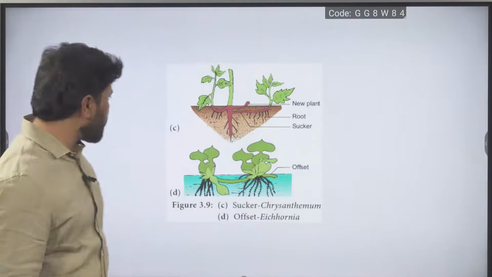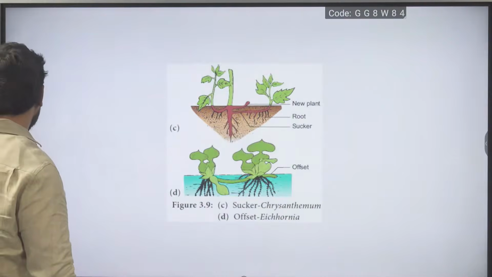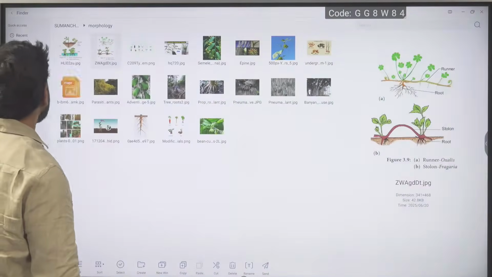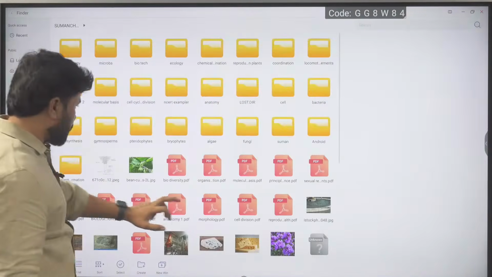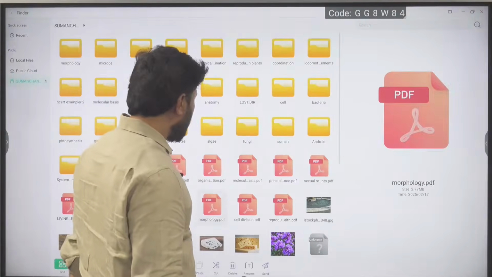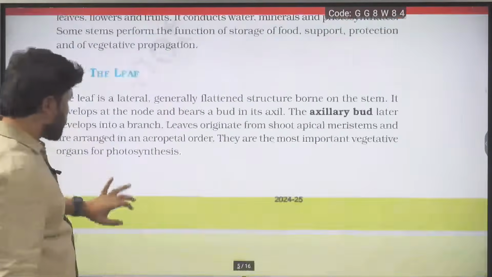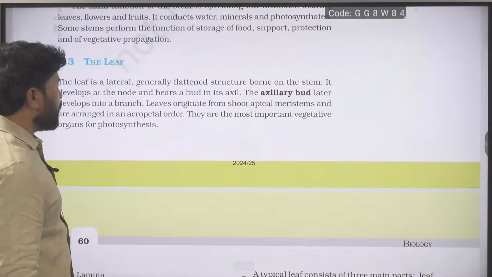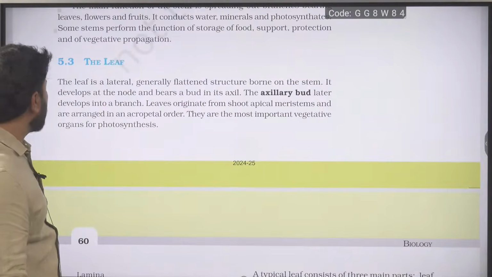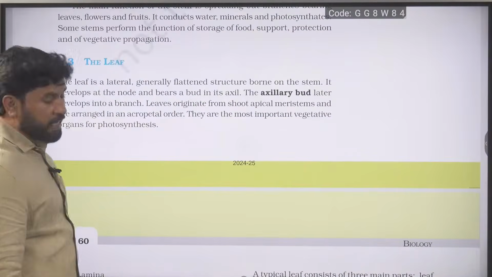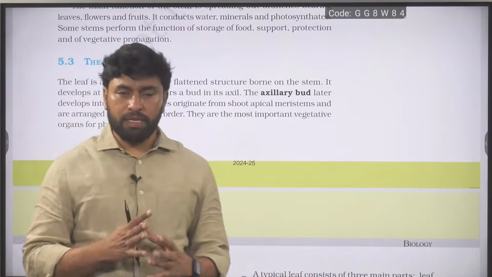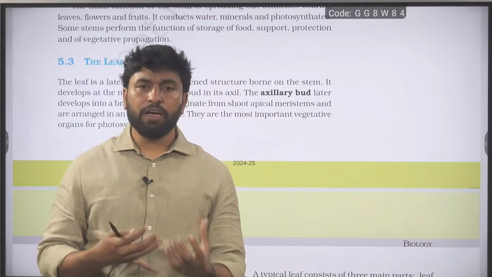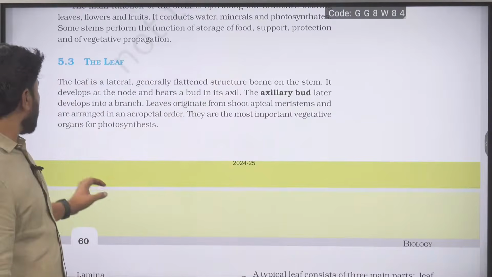Let us go into some details regarding leaf in our NCERT book. On the basis of the NCERT book, let us consider something about leaf. See, a leaf is an aerial, generally flattened structure borne on the stem. We know that. It develops at the node and bears a bud in its axil. What was the bud that is present in the axil of the leaf? Axillary bud. What is the future of the axillary bud? It may develop as a branch or it may develop as a flower. Later, it develops into a branch.